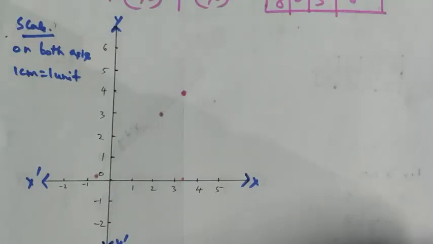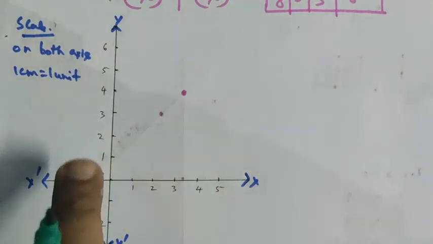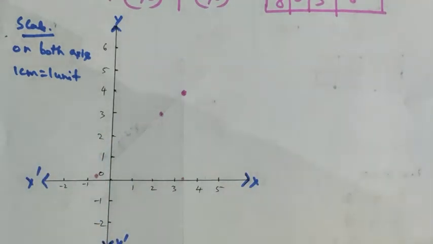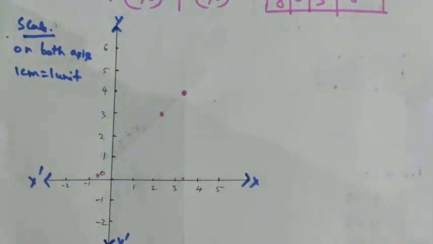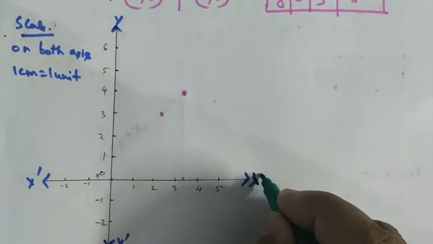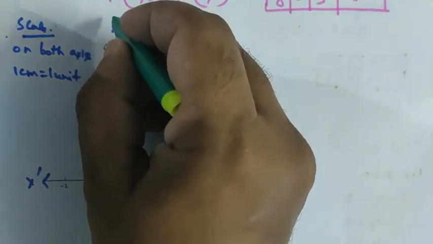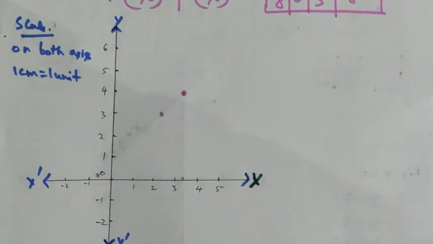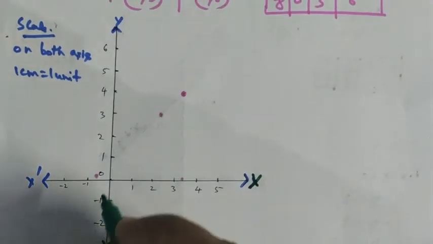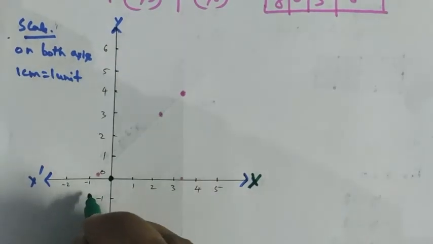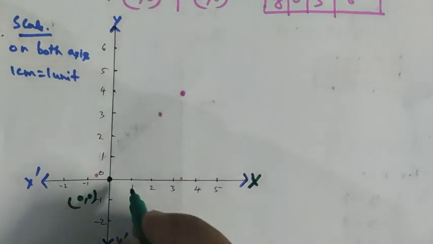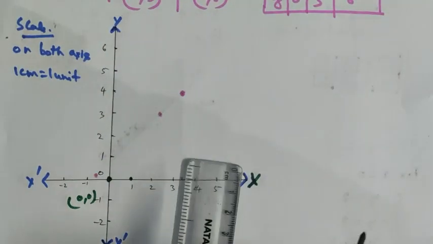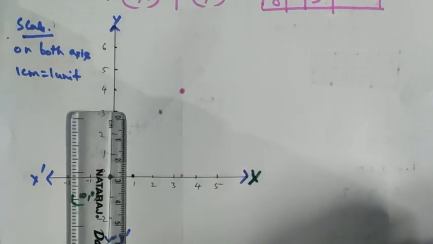Okay, for plotting, again we'll write the scale. On both axes I have taken 1 centimeter is equal to 1 unit, and x dash, y dash. Okay, this is x and x dash and this is y and y dash. Now plot 0 comma 0, this is the origin. Second point 1 comma 3, that is plus 1 and plus 3. So with the help of a ruler we can see plus 1 and plus 3.